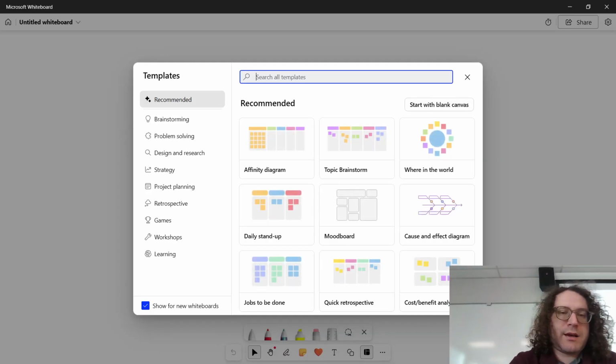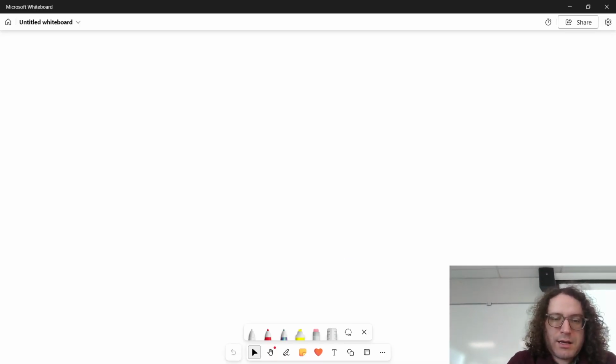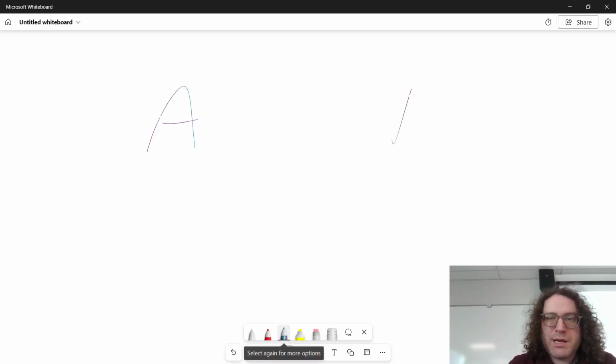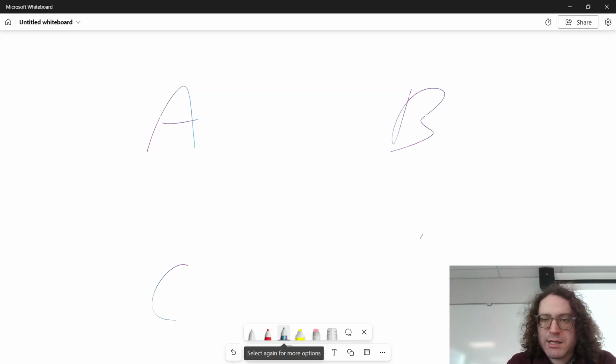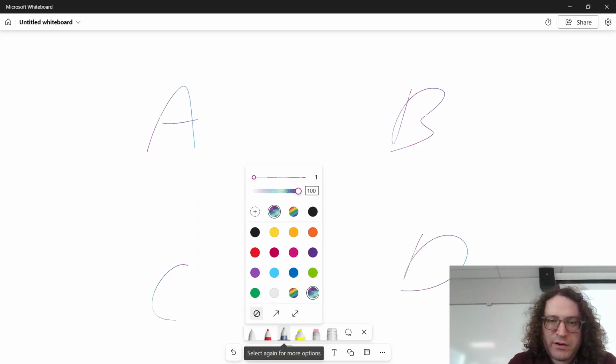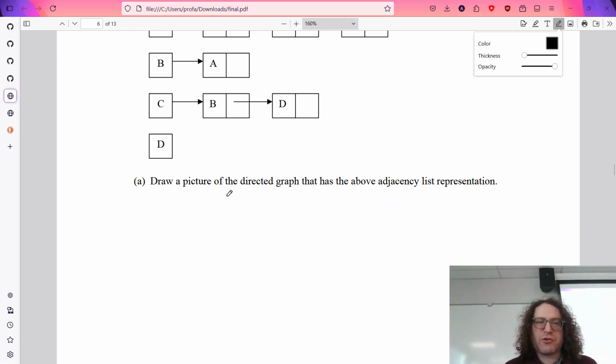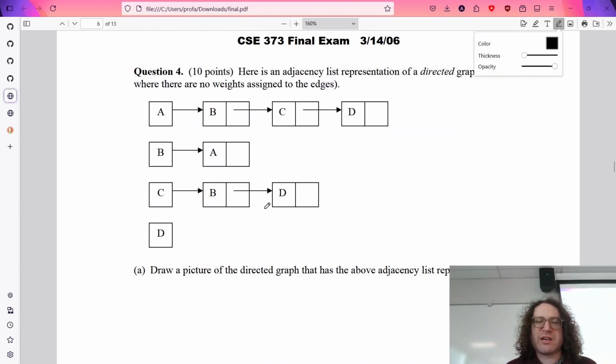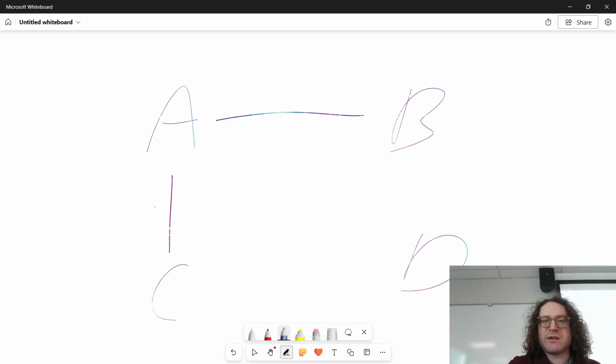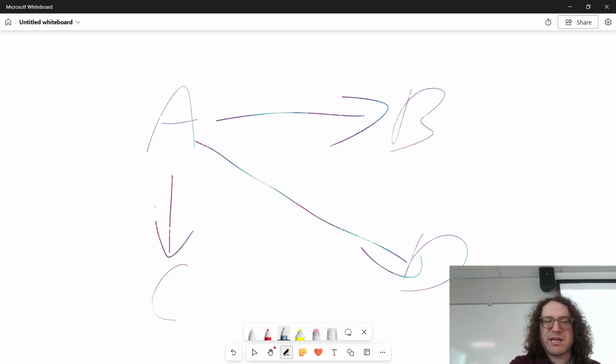Okay, so we have A, B, C, and D as our nodes. Let's go ahead. Okay. Great. That's perfect, actually. Draw a picture of the directed graph that has this adjacency list representation. So the way this works is that this is a linked list. Okay, A has B, C, and D. It's not A goes to B, B goes to C, C goes to D. It is A goes to B, C, and D.